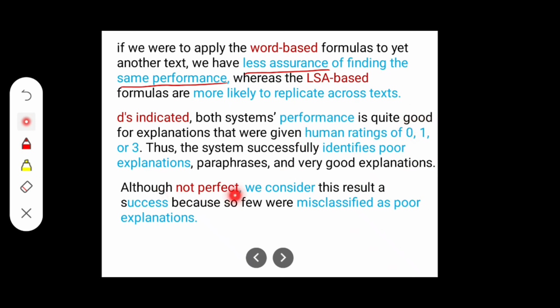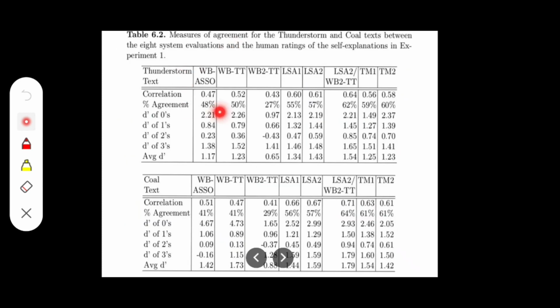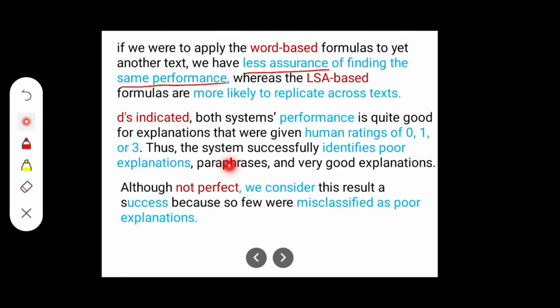Like that only it is going to measure whether it is poor paraphrases or very good explanations, depending on the human ratings. Although not perfect, although these data, see, we are applying word based approaches, that is word based formulas, as I said, it is not accurate, right? Because we cannot predict the same thing will appear this time also. If we got 80% accuracy the last time, we cannot expect that this time also we will be getting the same accuracy. So that is what it is.